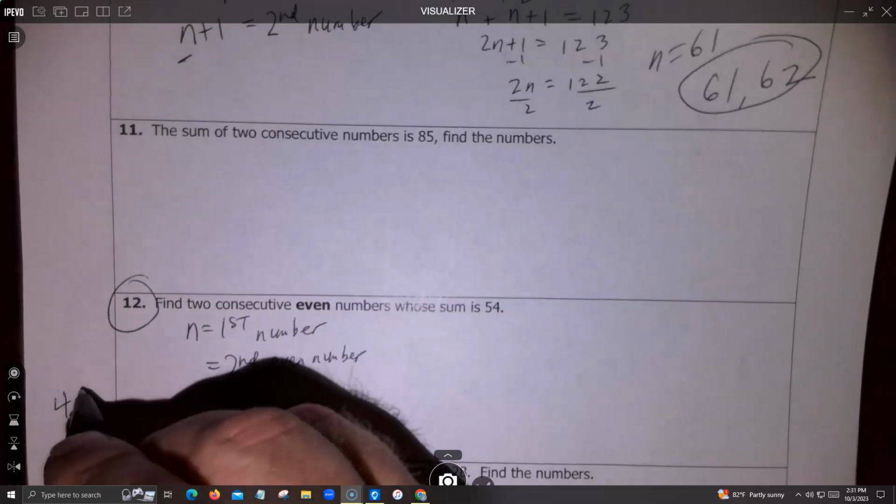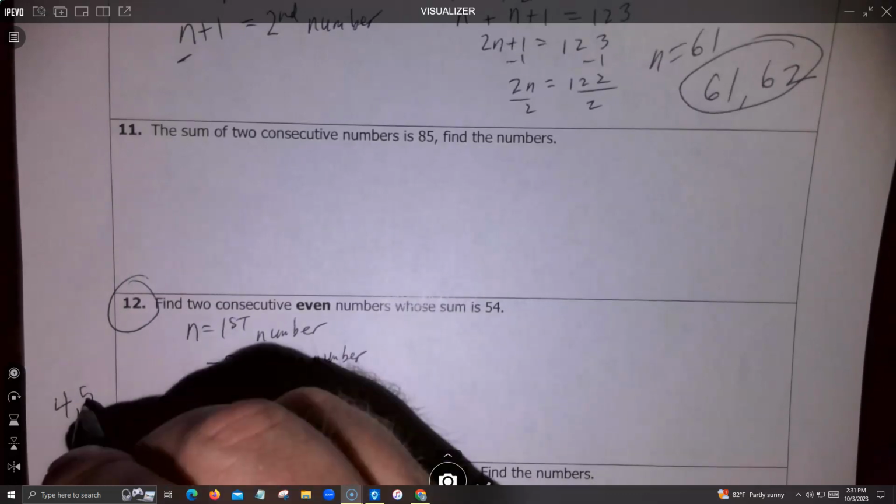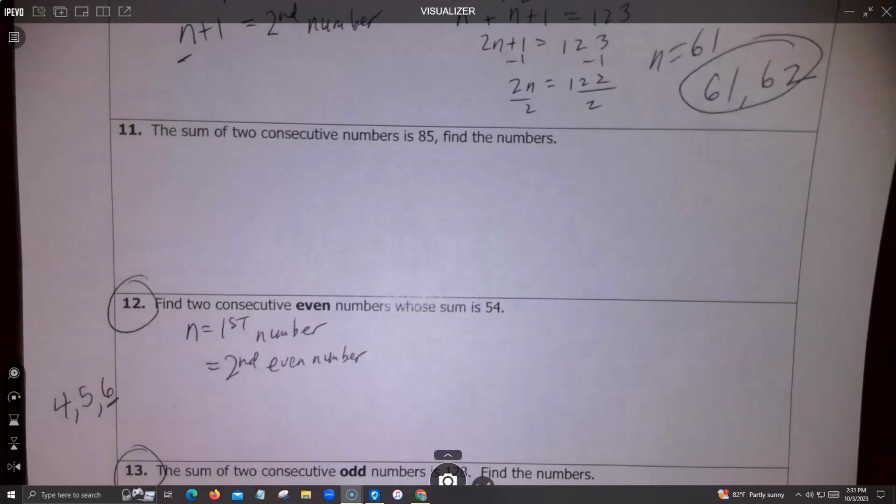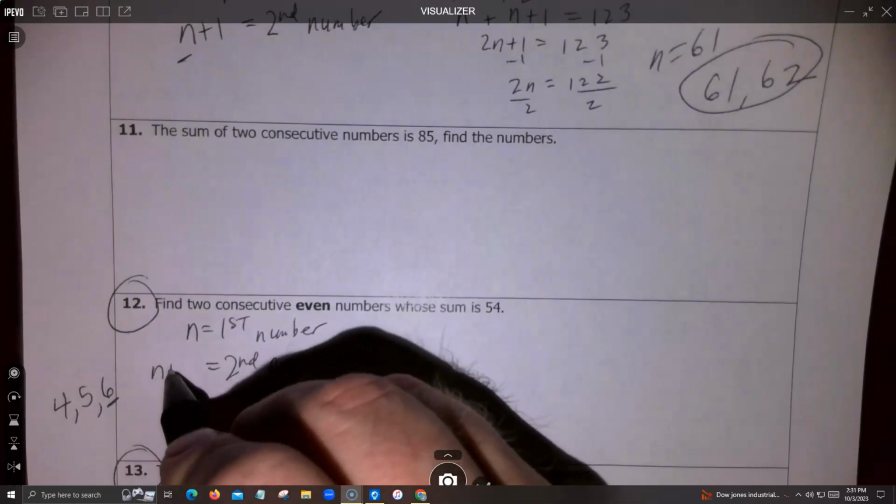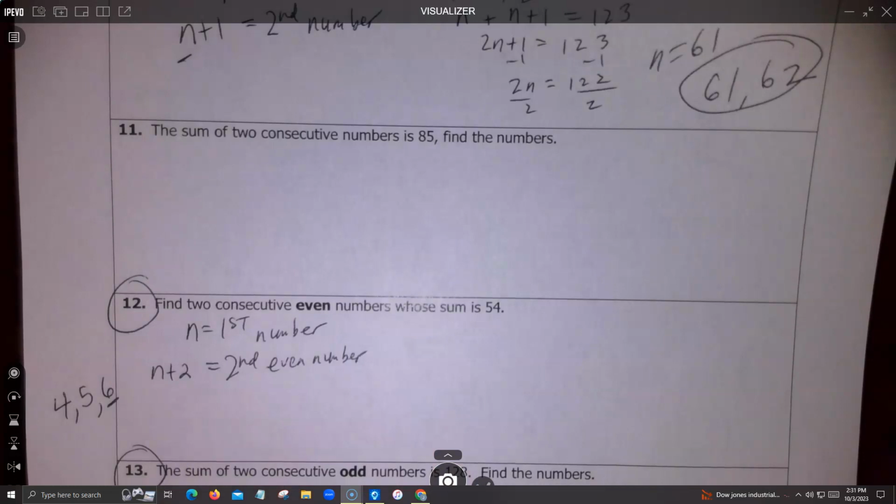If I add 1, I'm going to get to 5. I need to get to 6. So what do I have to do? I have to add 1, then I have to add 1 again. So really, I'm adding 2. If I add 2, it will skip over every other one. So let's say if n were 100, this would be 102. If this were 8, this would be 10. If this was 16, this would be 18. So it skips over the odd number. As long as I start off with an even number, I will end up on an even number.